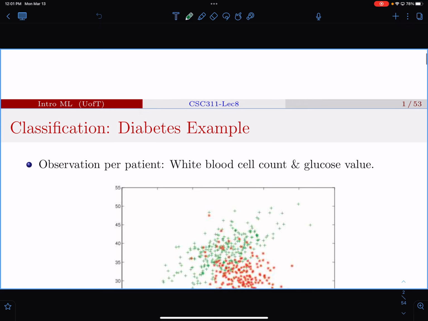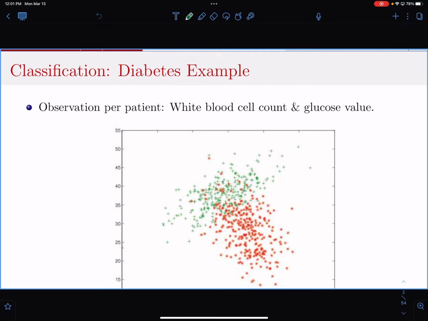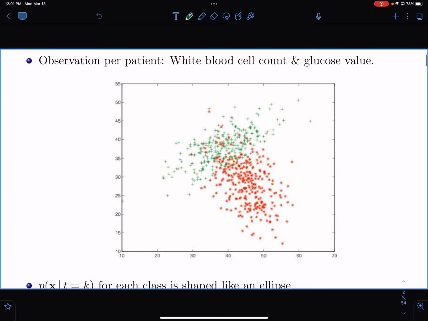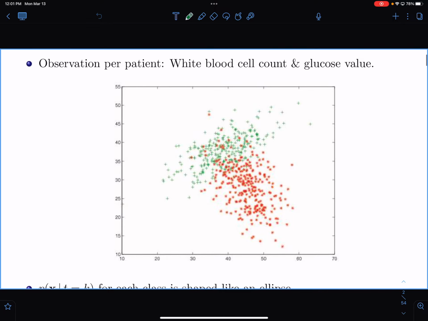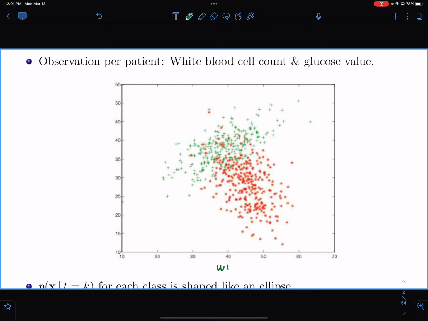Okay, are we ready to do some multivariate Gaussian stuff? So the motivating example is we're going to consider the setup here where we're trying to maybe predict whether a patient coming in has diabetes or not. So you might take measurements of their white blood cell count and their glucose value. And you have a bunch of historical data on, given these two quantities, whether a patient has diabetes or not. And you can sort of see that we have two natural clusters here.